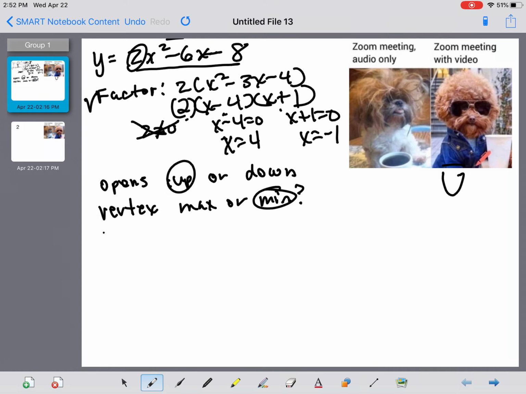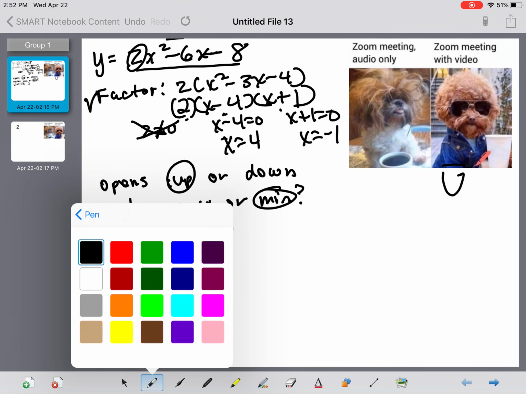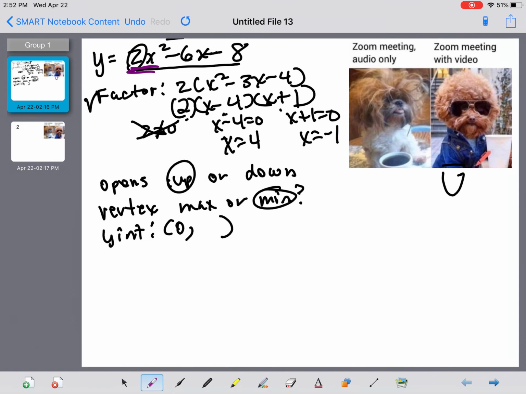The next question is the y-intercept. To find the y-intercept, put in 0 for x. If you put in 0 for x, your x's go away, and all you have left is -8. So your y-intercept is -8. Always put in 0 to find your y-intercept.